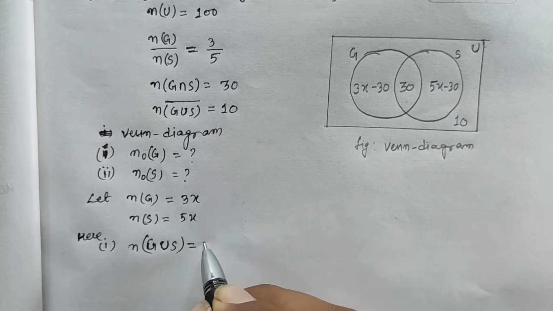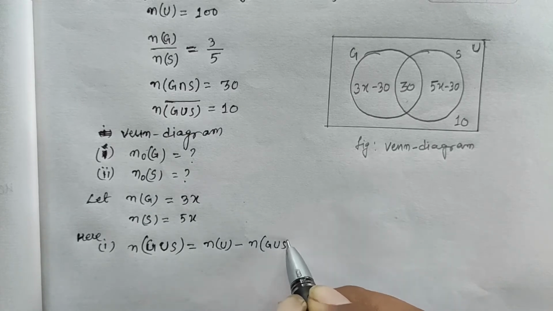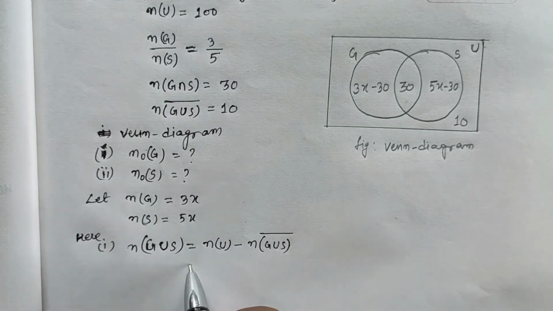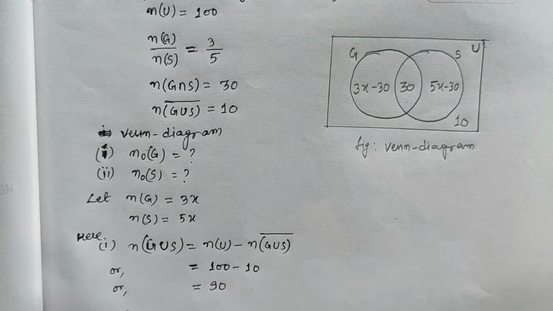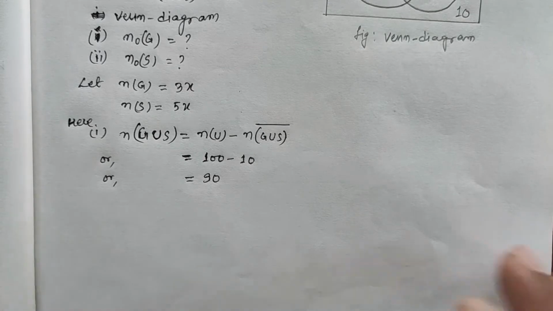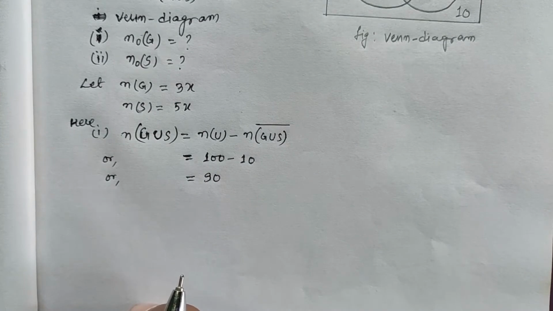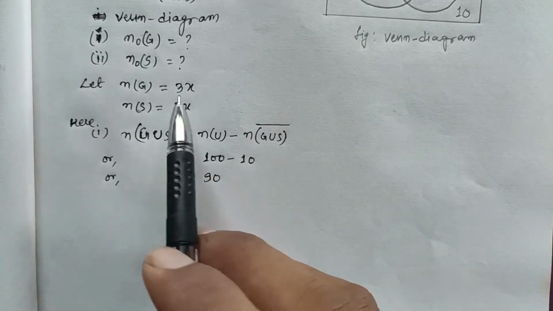G union S is how much? n(U) minus the complement, because we have the formula n(A union B) is n(U) minus n(A union B complement). So n(U) is 100 minus complement is 10. So the union is 90, isn't it? The union is 90. But again we have to find, sorry, not the intersection. We have to find n(G) and n(S) first.